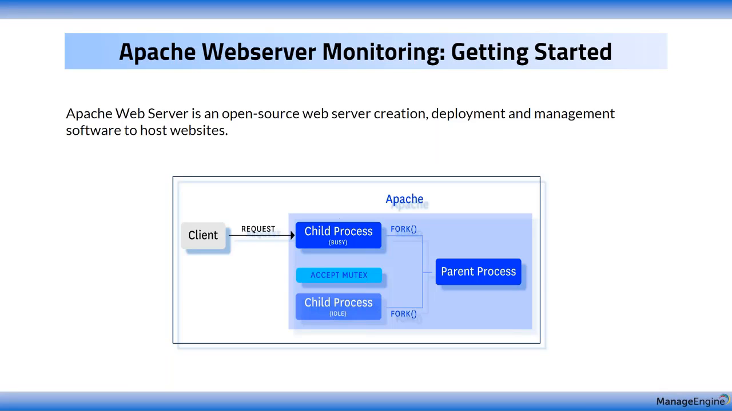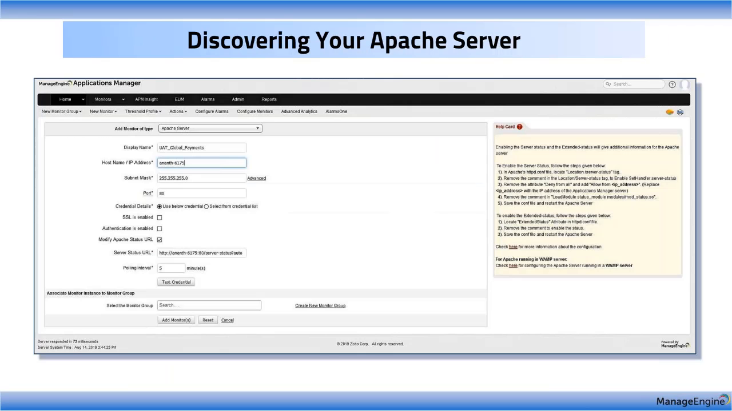When a client sends a request from the web browser, the request is handled by the Apache process, and it triggers a child process, and in this way it handles the user request. So now let's see how Applications Manager can help you in monitoring your Apache server.